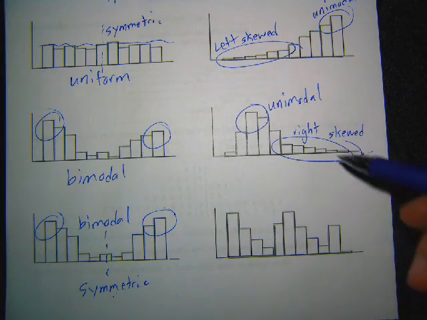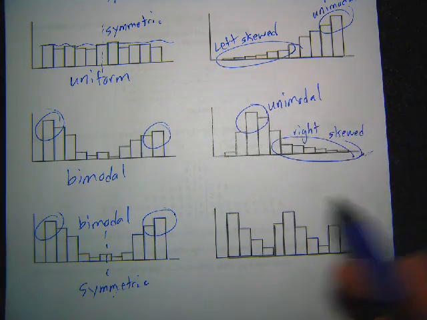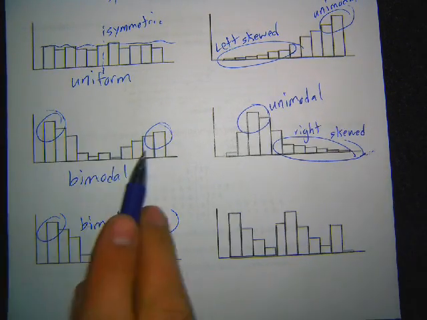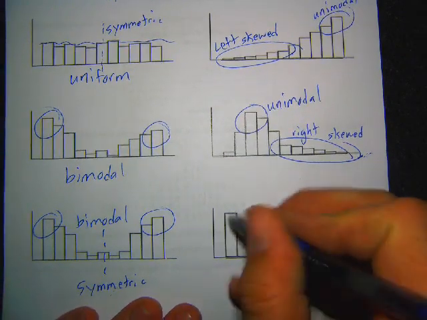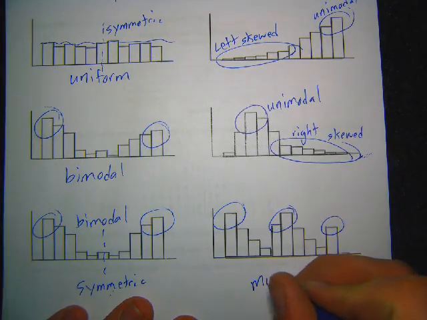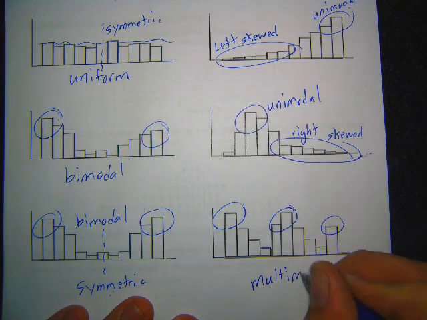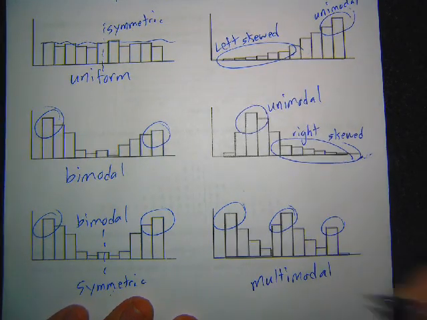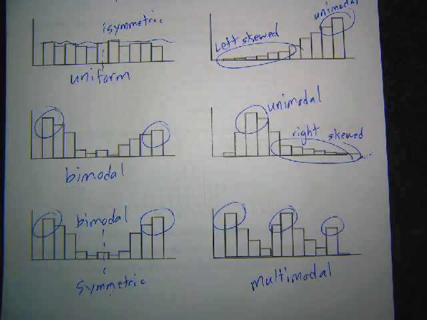And again, we only really worry about skewness if it's unimodal. It's really hard to talk about skewness when there's two peaks. The last one has three peaks, so we'd call that multimodal. If it's going to have more than two, we refer to that as multimodal. So we'll say that one's multimodal.